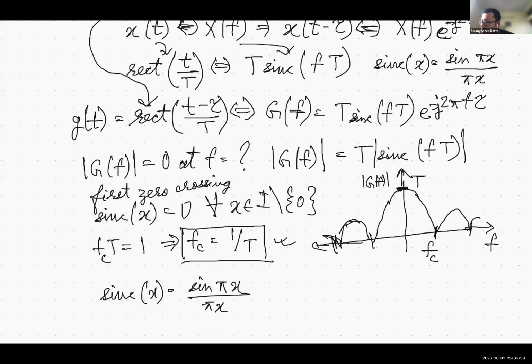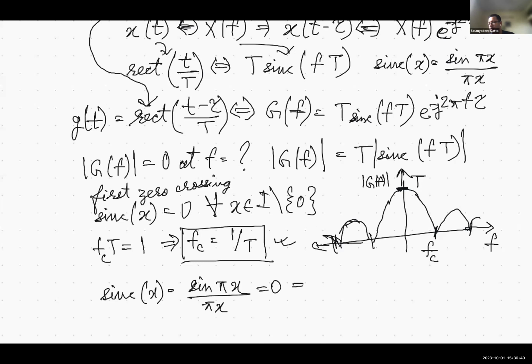One case where it will be 0 is when x goes to infinity, because sine is a bounded function between -1 and 1, but x will be unbounded, so bounded divided by unbounded goes to 0. But in the bounded regime, when does it go to 0? When the numerator is itself 0, which means sine pi x equals 0.